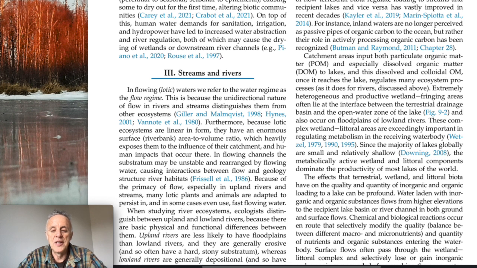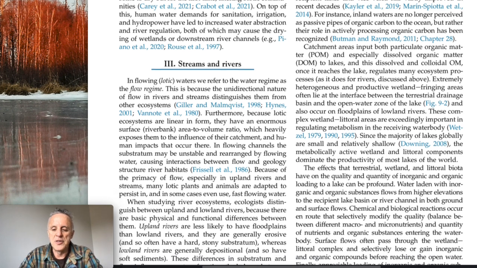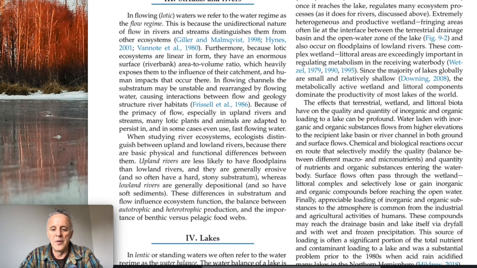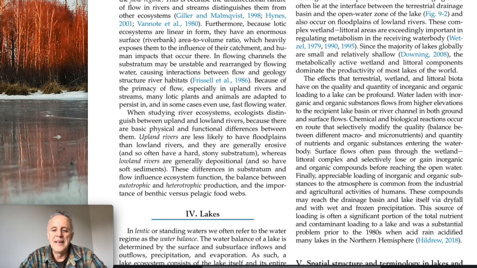Extremely heterogeneous and productive wetland fringing areas often lie at the interface between the terrestrial drainage basin and the open water zone of the lake, and also occur on floodplains of lowland rivers. These complex wetlands, littoral areas, are exceedingly important in regulating metabolism in the receiving water body. Since the majority of lakes globally are small and relatively shallow, the metabolically active wetland and littoral components dominate the productivity of most lakes of the world.